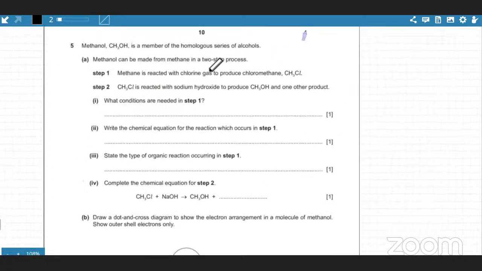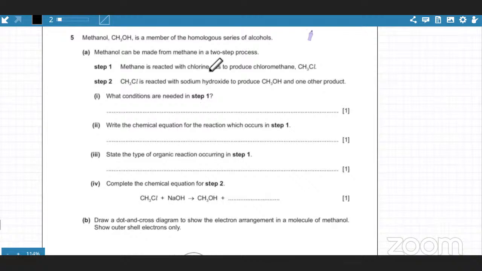Let's move to question number 5 now. This one is about organic chemistry, and the question states methanol is a member of the homologous series of alcohols. Methanol can be made from methane in a two-step process. Methane is reacted with chlorine to produce chloromethane. Chloromethane is reacted with sodium hydroxide to produce methanol and one other product. What conditions are needed for step one? So focus on step one.